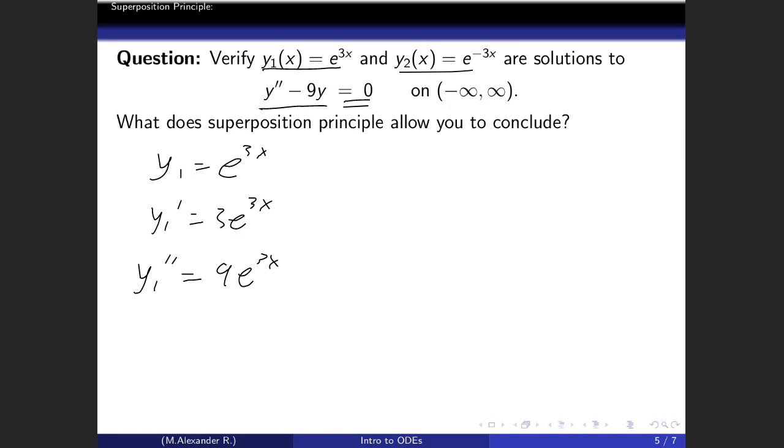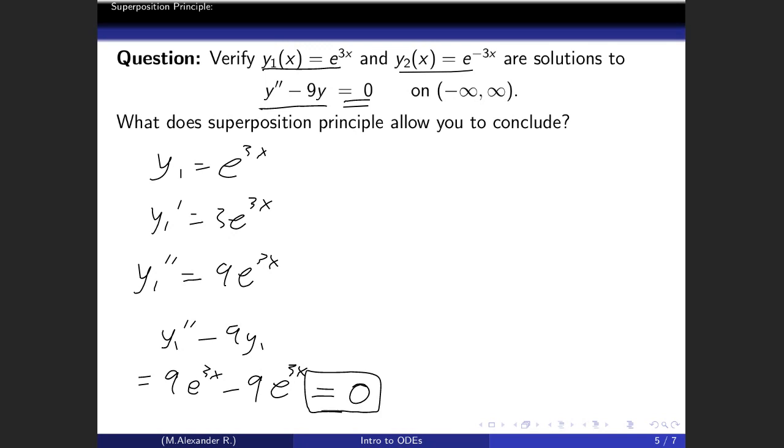So if we plug it into the formula, y double prime minus 9y, we get 9e to the 3x minus 9 times the original y function, e to the 3x. We plug y1 into the formula, and then you can see that this is equal to 0. That means that y1 does satisfy the differential equation. Actually, let me put it in blue to make it a little bit more positive.